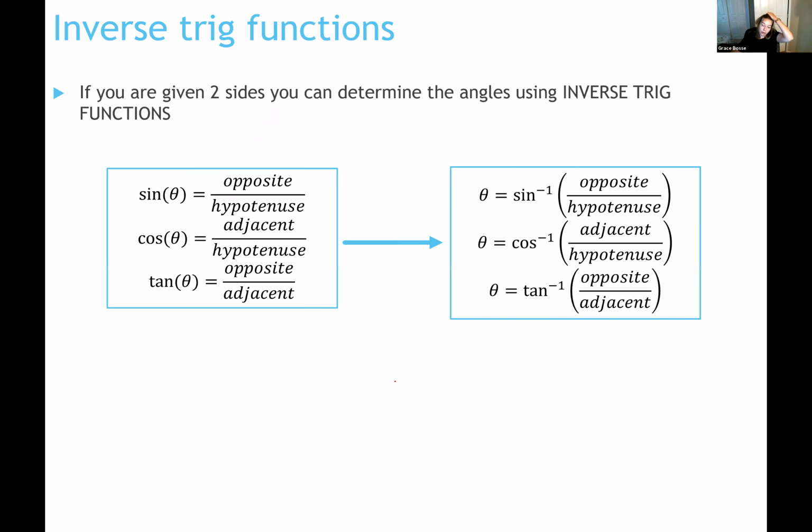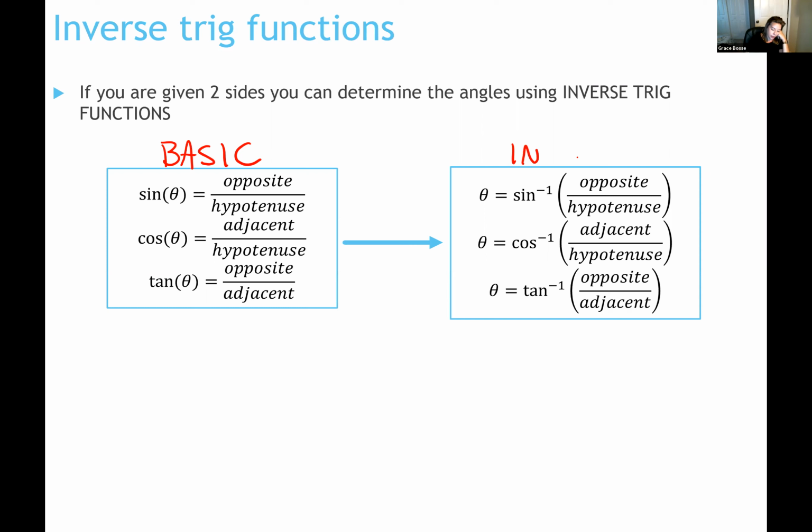The other functions that you need to know are called the inverse trig functions. These functions are used when you don't know the angle. You do know the sides, but you need the angle. So these trig functions, they're just solved versions of the basic trig function. So if you start over here with the basic trig functions, if you just take the inverse of both sides, you can get the angle all by itself.